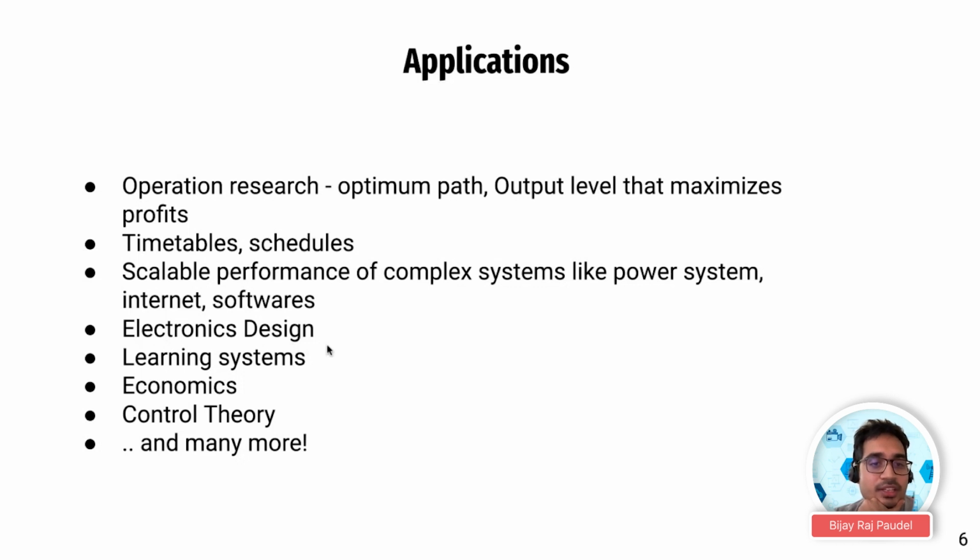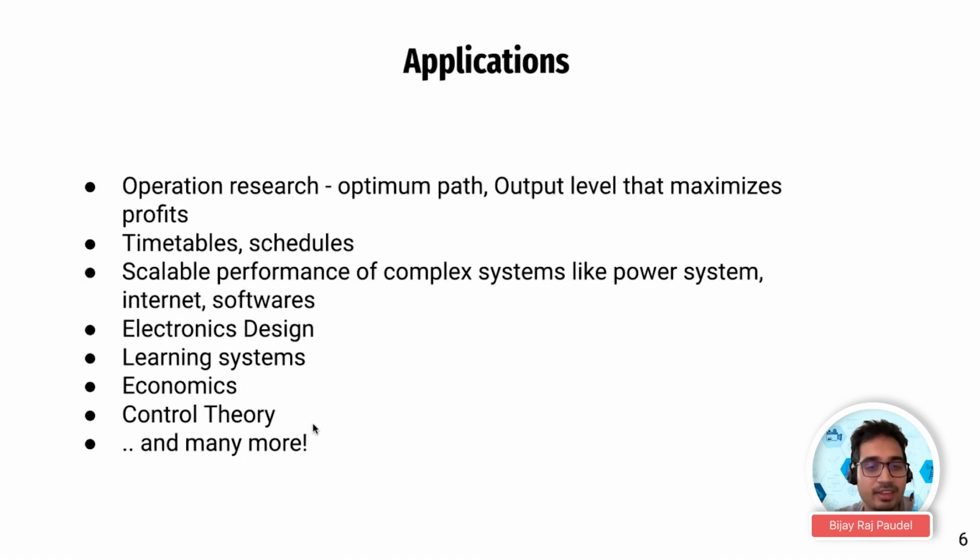And electronic designs heavily use these optimization techniques. This is from experience. And learning systems, meaning machine learning systems, the whole basis for learning systems is optimization. And it is heavily used in economics, lots of theory in economics, and many scientists working in economics have contributed to theories in optimization techniques, and also in control theory, like controlling the speed, controlling the motors, and all those kinds of things, and many more.